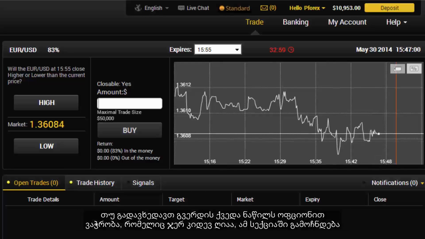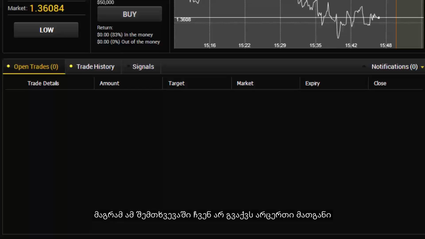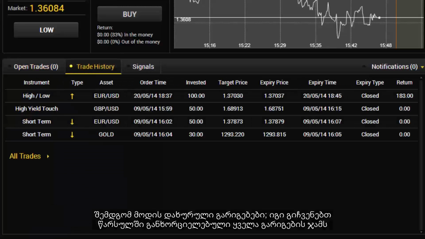If you look at the lower part of the page, option trades which are still open will be shown in this section, but in this case we do not have any. Next to this are closed trades. This will give you a summary of all the trades that you have made in the past.